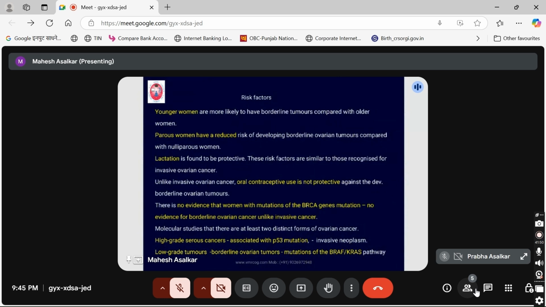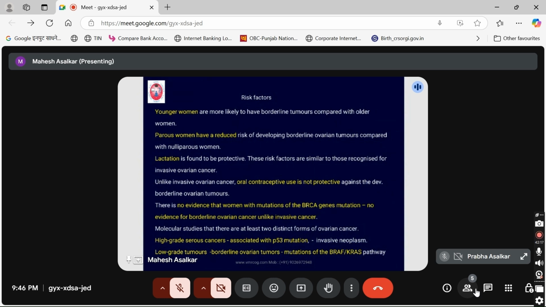What are the risk factors? Younger women are more likely to have borderline tumors compared with older women. Parous women have a reduced risk of developing borderline ovarian tumors compared with nulliparous women. Lactation is found to be protective. These risk factors are similar to those recognized for invasive ovarian cancer. Unlike invasive ovarian cancer, oral contraceptive is not protective against the development of borderline ovarian tumors.